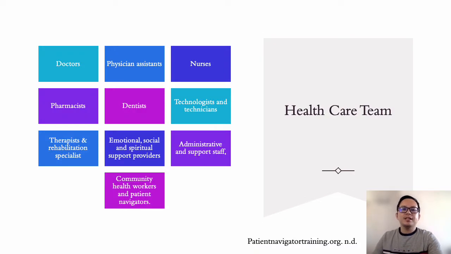The healthcare team is a team effort. Each member has a special role within the team. Some are doctors, technicians, others are experts in treating disease, while others are masters in the science of caring. Doctors, physicians, or physician assistants, nurses, pharmacists, dentists, technologists and technicians, therapists and rehabilitation specialists, emotional, social, and spiritual support providers, administrative and support staff, and community health workers and patient navigators are all part of the healthcare team.